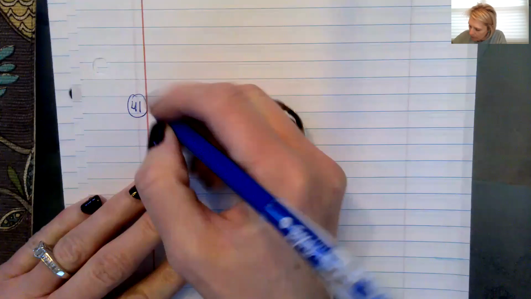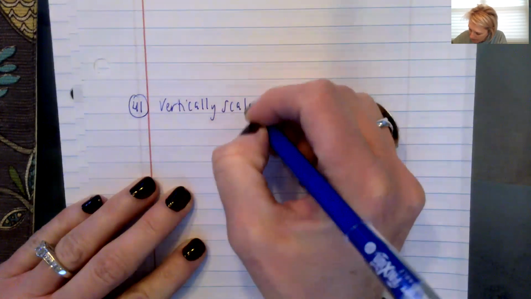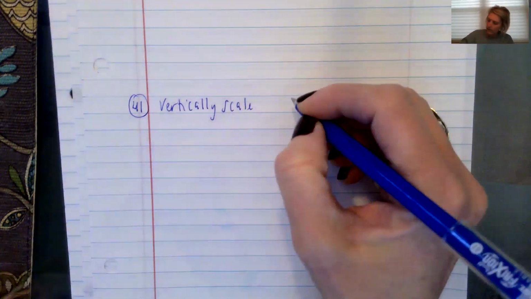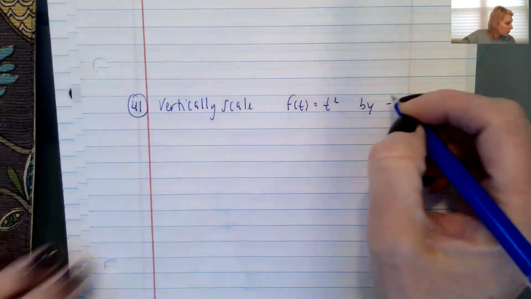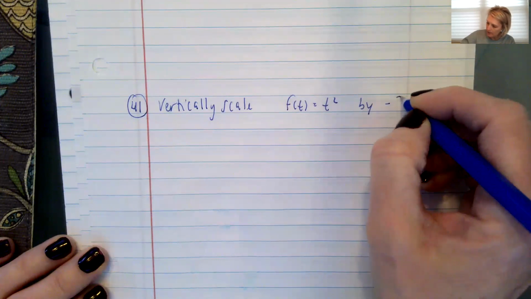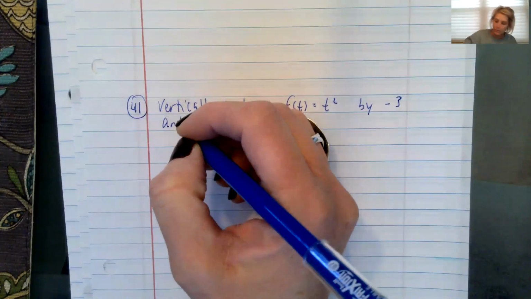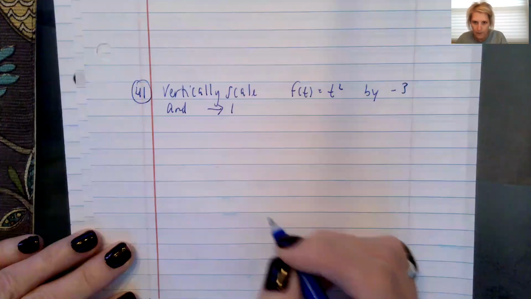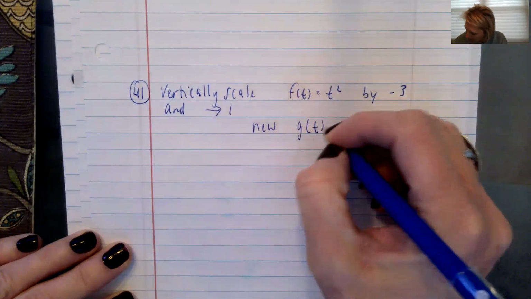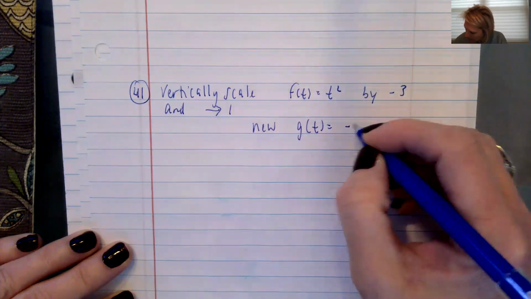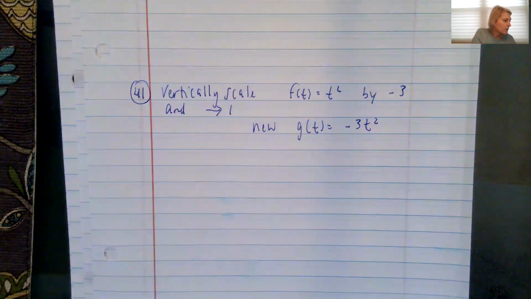So let's see, they want to vertically scale f of t by, what was it, -3 and to the right 1. Okay. So the new function, we'll call it g of t. So -3, because the vertical is on the outside.